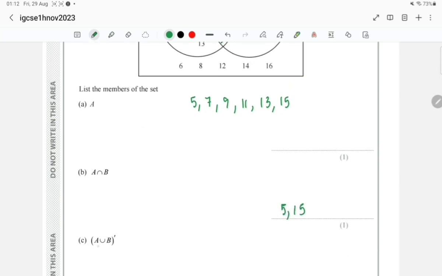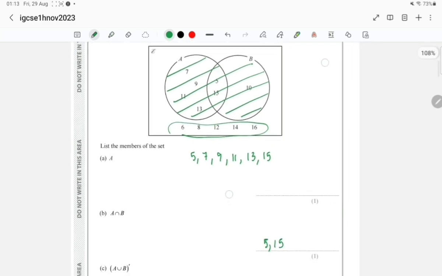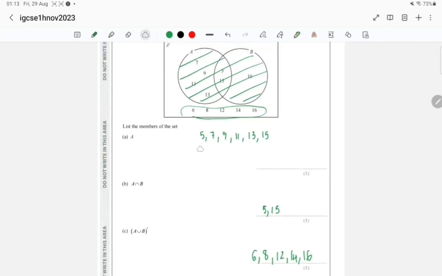Now part C, (A union B)'. So these are those elements that are outside of A union B. This is A union B, right? Now outside of that would be 6, 8, 12, 14 and 16.